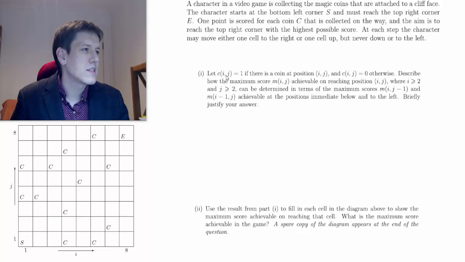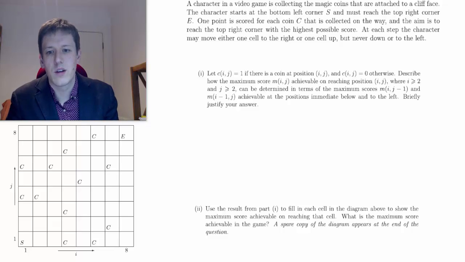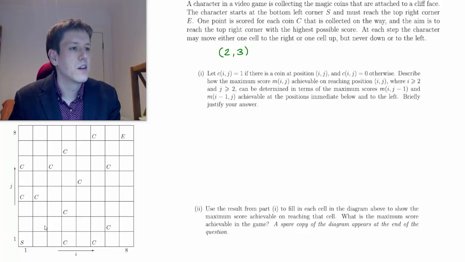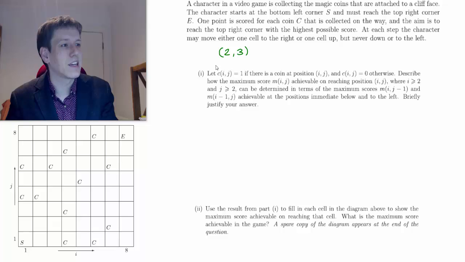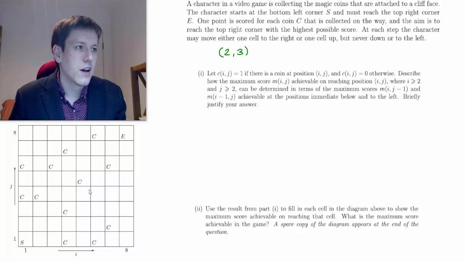So it says let Cij equal 1 if there's a coin in position ij and Cij equals 0 otherwise. So we're just using ordinary coordinates here, right? So i for the x coordinate, if you like, and j for the y coordinate. So if I took i equals 2 and j equals 3, that would be this square just here. x equals 2, y equals 3. We've just got a grid from 1, 1 all the way up to 8, 8. So that could be useful notation if you want to refer to a particular square as you go through the question.